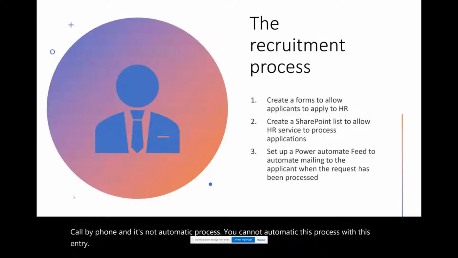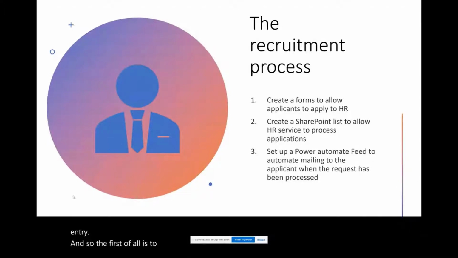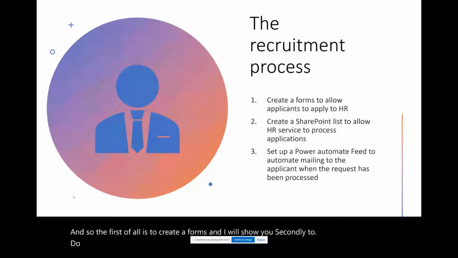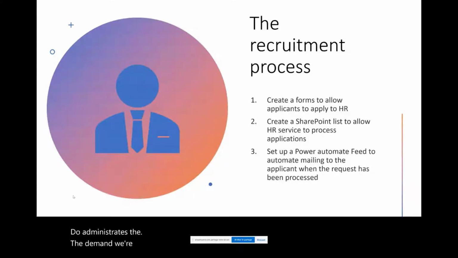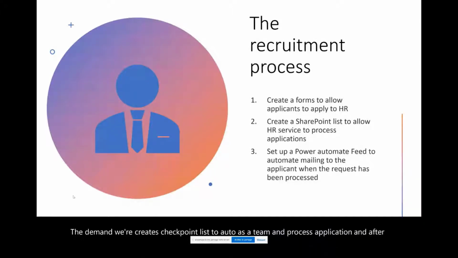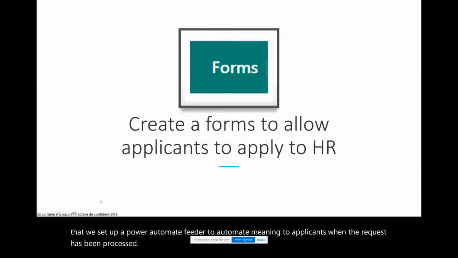So the first is to create a form, and I will show you. Secondly, to administrate the demand, we create a SharePoint list to allow the HR team to process applications. And after that, we set up a Power Automate flow to automate mailing to applicants when the request has been processed.